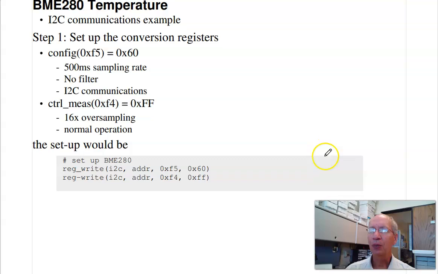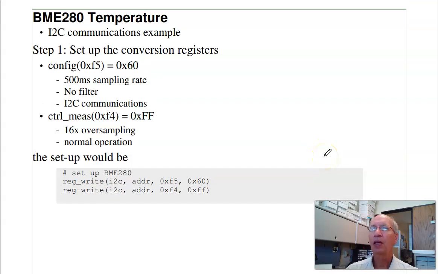Okay, so with that, let's do a couple examples. Let's set up, using I2C communication, the BME 280 sensor for 500 millisecond sampling rate, no filter, I2C communication. The bit pattern that I want will be hex 60, so that goes to config, memory address F5. To set to 16 times oversampling, normal operation, I'll set control measurement to FF.